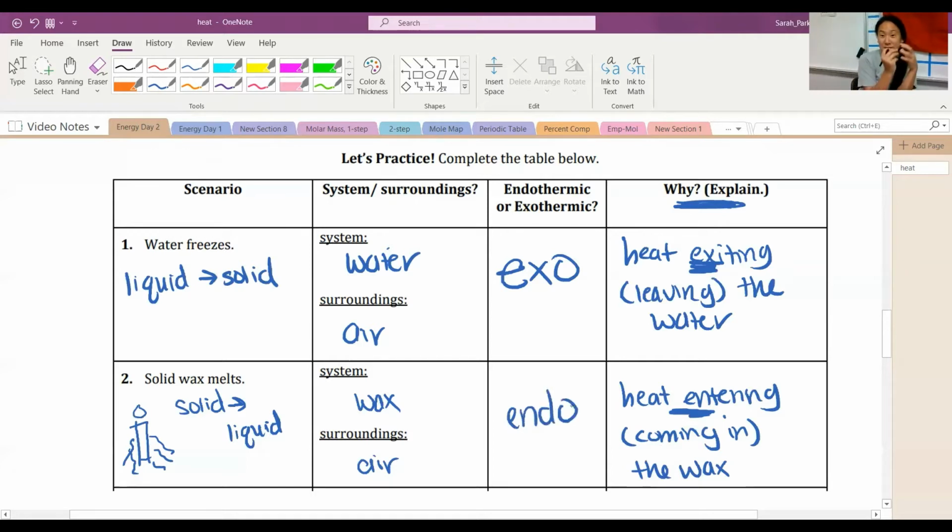So if it's entering into the wax, then you know that it's endothermic. And we're talking about the system, right? We're not really talking about the air. The air is actually doing the exact opposite, because it's the surroundings. So the heat from the air is what's going into the system, which is our wax there. Okay, so does everybody understand the difference between endo and exo and system and surroundings?